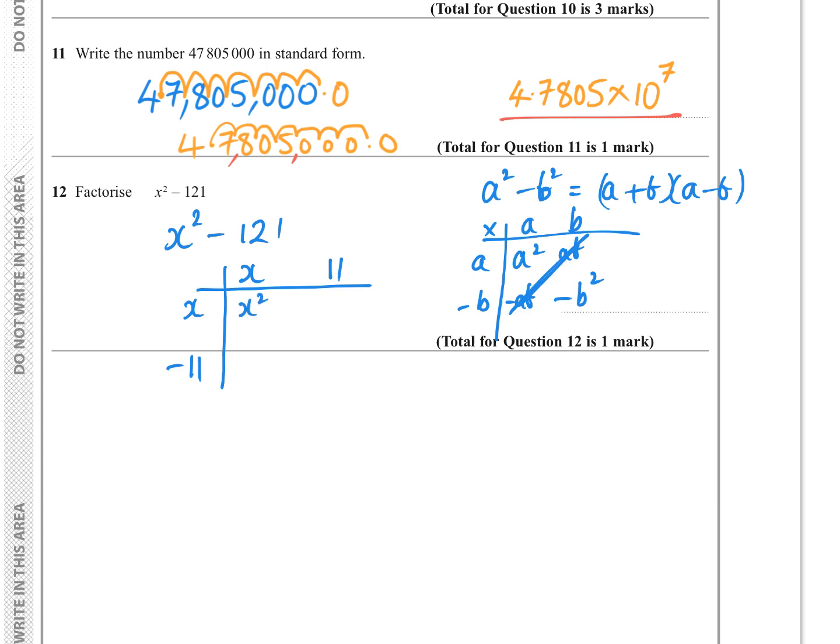So if you did x by x, that's x squared. 11 by minus 11 is minus 121, and then this would give 11x, but this would give minus 11x, so that goes. So the factorised form would be, and I'll write that in a different colour, x plus 11 times x minus 11. You could also write x minus 11 times x plus 11. The order of the multiplication doesn't matter in this case at all.